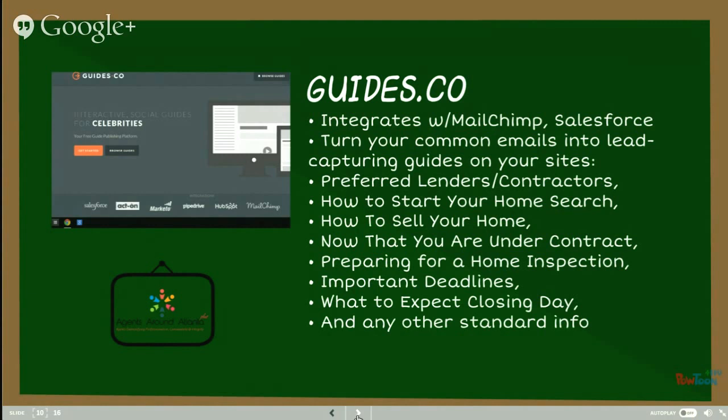Now, the other thing, so here's the vital thing about using guides.co is that we as real estate agents send out emails that whether we turn them into a template, and every time we have a buyer we're working with, we may send them a list of our preferred lenders. We may send them how to get started when buying a home. We may send them what to expect the day of closing.